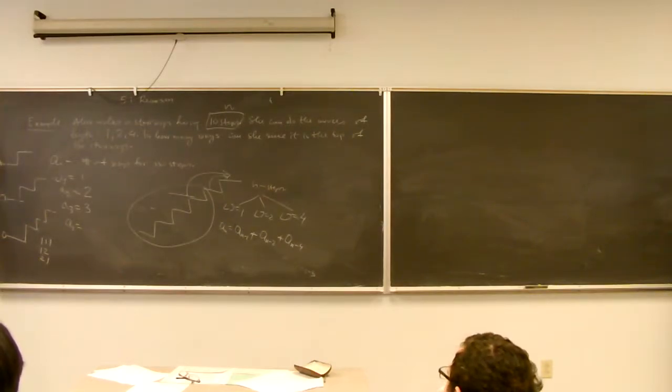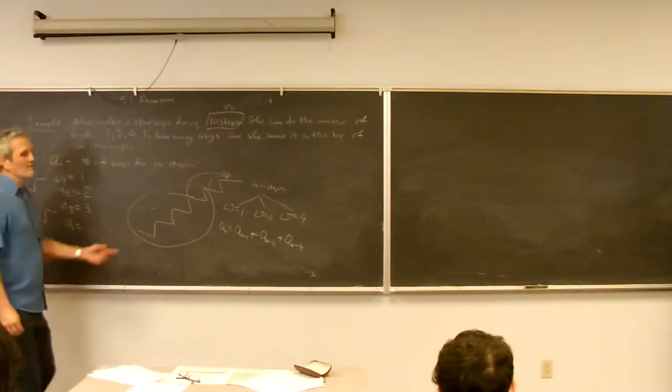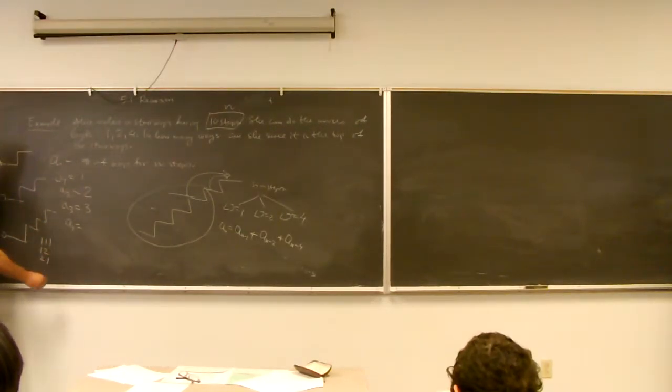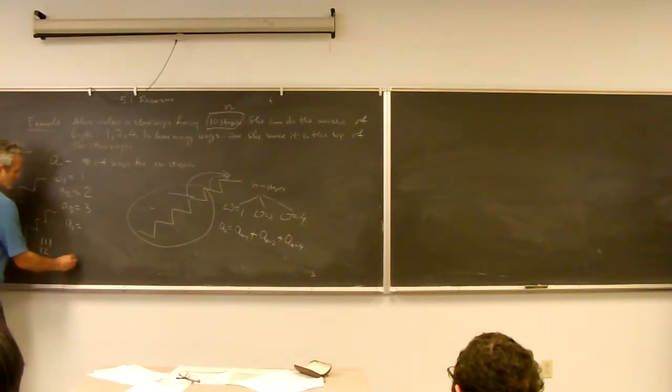I have to do a4 on its own, because it has n minus 4. I need the first 4 values on my own, and then I'll start running the machinery. So how much is a4? If I have 4 steps, what can I do?